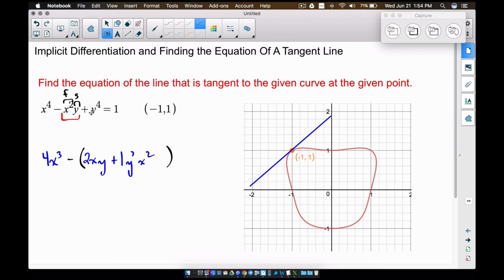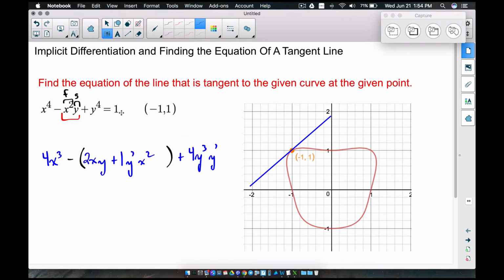And then finishing this off, we have plus, and the derivative of y to the fourth with respect to x is 4y cubed, and then we tack on that dy dx, or you can just simply write a y prime. Just don't confuse that with y to the first that I have here and here. And this is equal to what now? You're differentiating both sides, so the derivative of a constant is going to be 0.